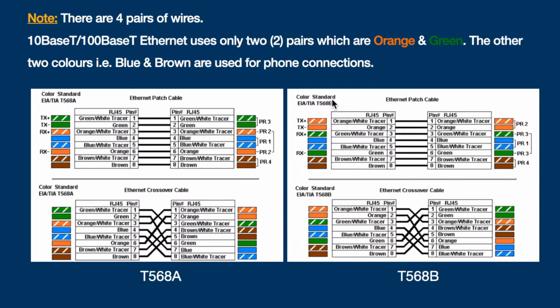Now look at it. Orange and green. The other 2 colors, blue and brown, are used for phone communication or connections. I believe you can see what I'm displaying, right? Can you see it? Are we together?